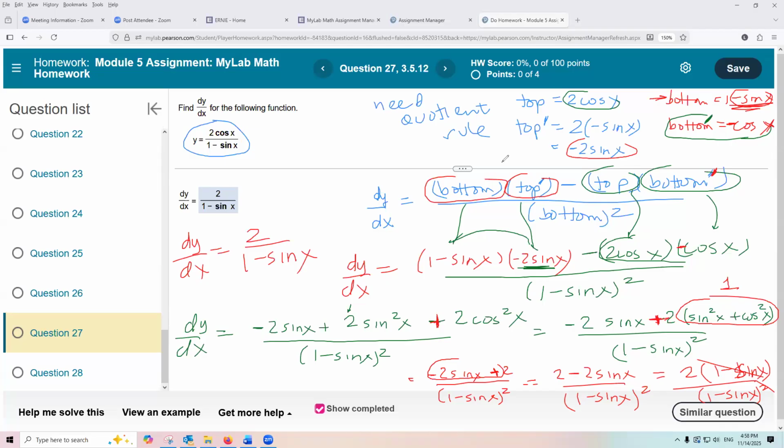So folks, the key here is making use of the quotient rule. The quotient rule is written out down here. As you work through this problem, you're going to come across the famous identity that says sine squared plus cosine squared, remember, that is equal to 1. And that's going to help you simplify this final derivative.